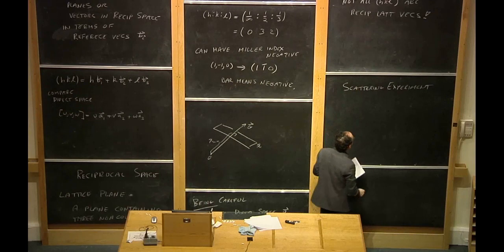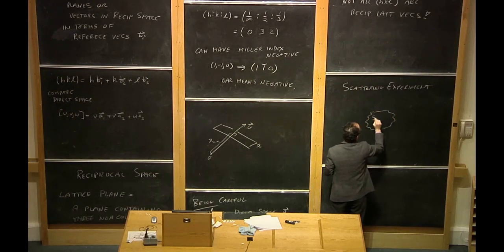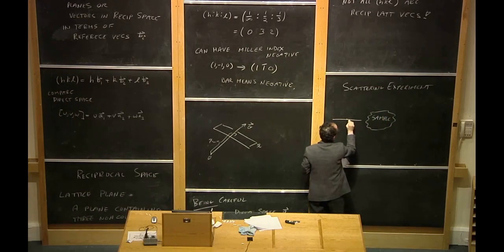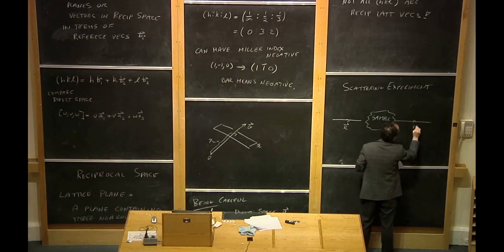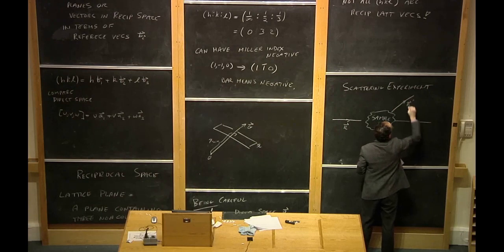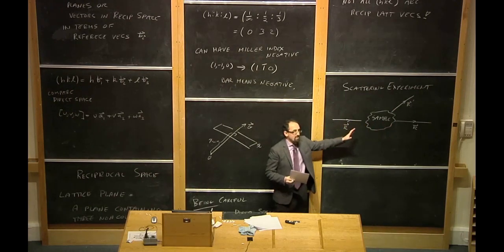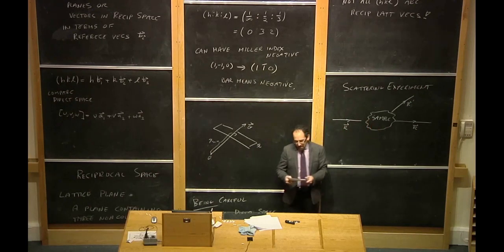So the general scattering experiment starts with a sample. You send in some wave with wave vector k. Some of it goes through unscattered, comes out at wave vector k, and some of it comes out at wave vector k prime. By observing what comes out at wave vector k prime, you're supposed to be able to deduce what is in the sample.